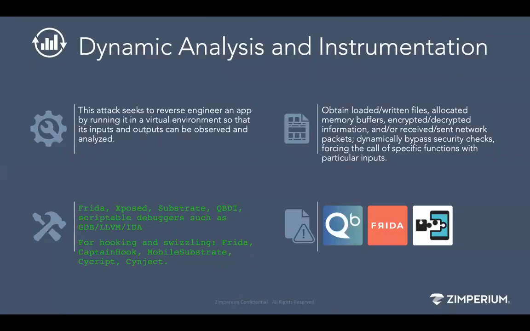And then dynamic analysis and instrumentation. This attack seeks to reverse engineer an app and runs it in a virtual environment so that all the communication inputs and outputs can be observed, right? Again, you'll see Frida, Xposed, Substrate, Cydia Substrate, Captain Hook, scripts, and injection tools used to do this. And what they're looking for is loaded files, memory buffers, encrypted information that may be decrypted at some point, and ways to bypass security checks.